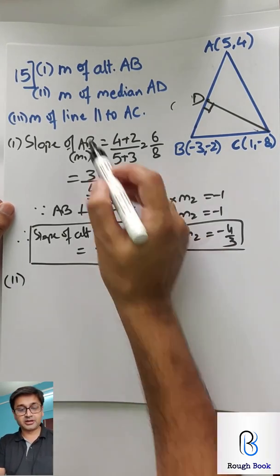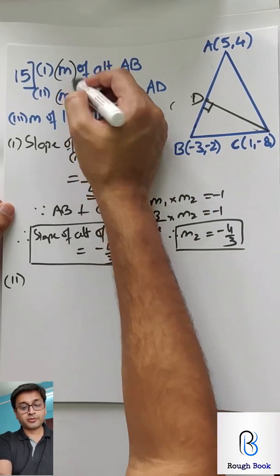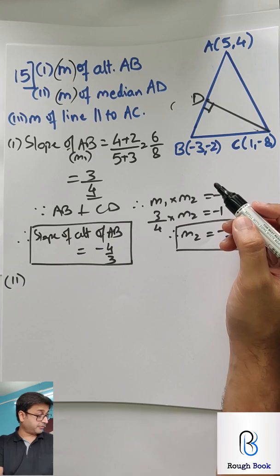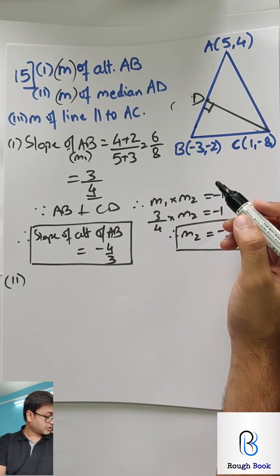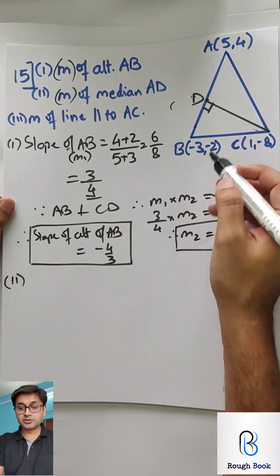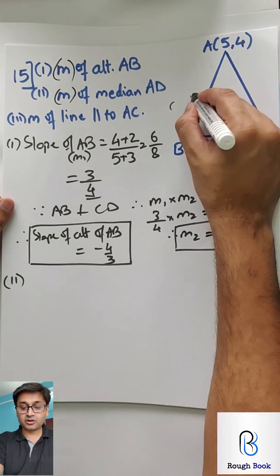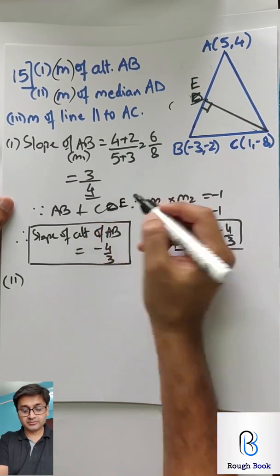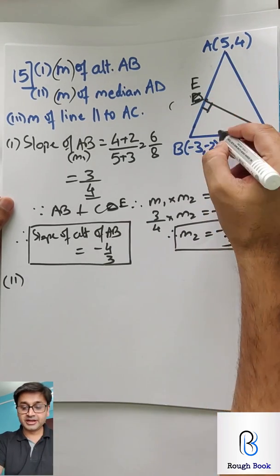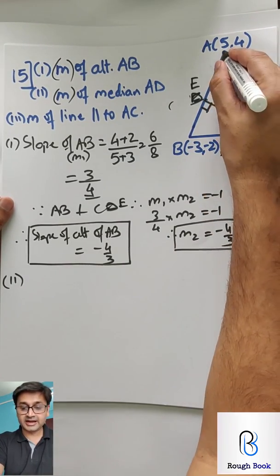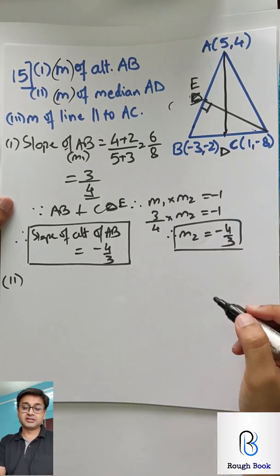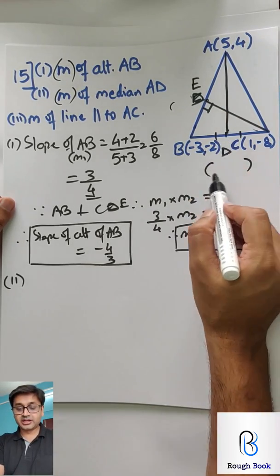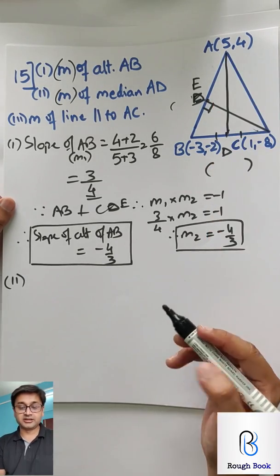Let's go with the second part. Slope of median AD. Slope of median of AD. Slope of the median AD. So median AD. So I can't call this D. Let's call this as E then. So this will also become E. Yeah. Now median AD. Median is the midpoint here and AD. So how will I get the slope of this? So midpoint. So first calculate D. Once you get the coordinates of D, then you can get the slope.